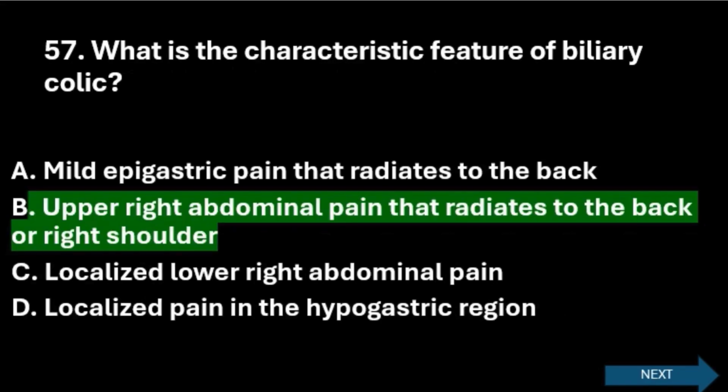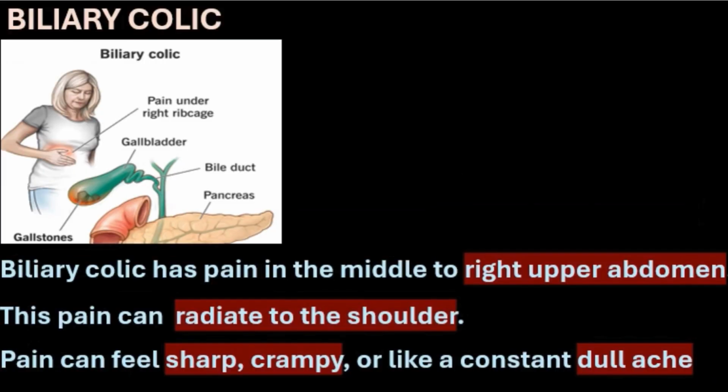The right answer here is upper right abdominal pain that radiates to the back or right shoulder. Biliary colic, you can see the diagram. It has pain in the middle to right upper abdomen. You can see the right area, middle to right abdomen, and pain can radiate to the shoulder as well. Pain feels like sharp, crampy or dull ache.